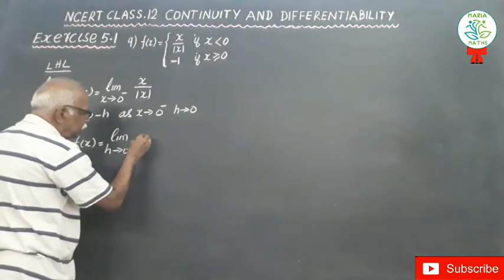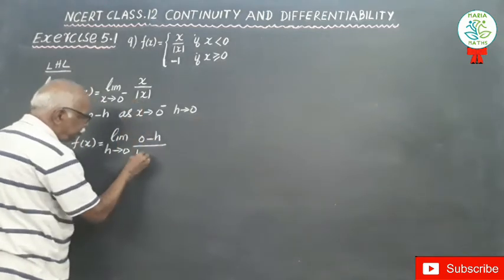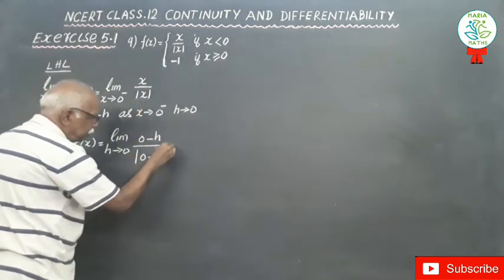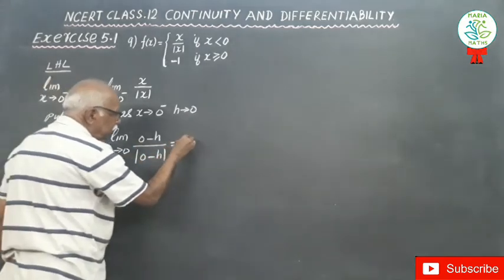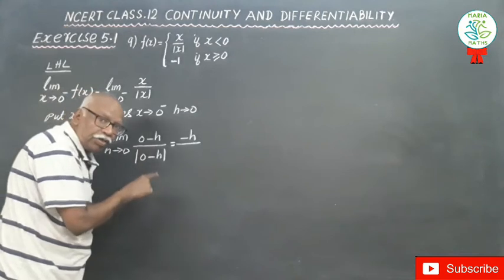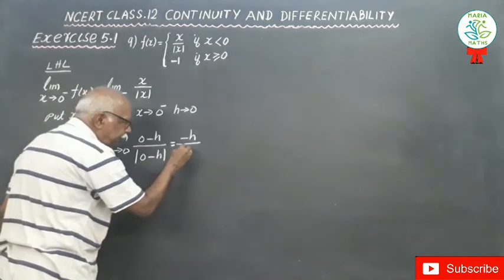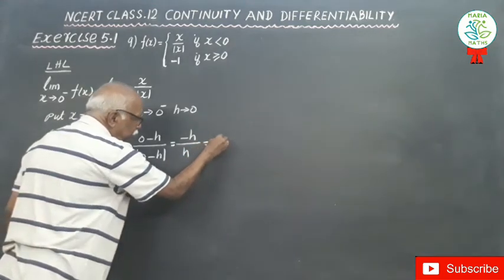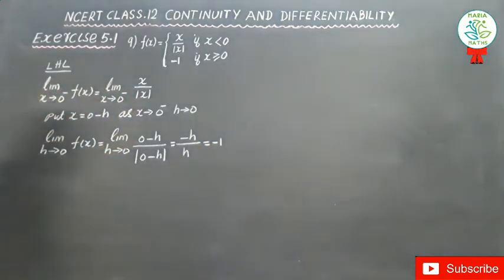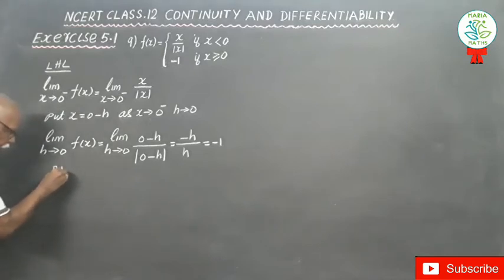இந்த x க்கு 0 minus h divided by modulus of 0 minus h. 0 minus h is minus h by modulus of 0 minus h, modulus of minus h, modulus of minus h plus h is equal to minus 1. Left hand limit is minus 1. Now we find RHL.